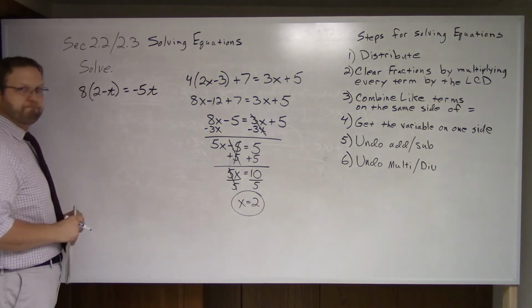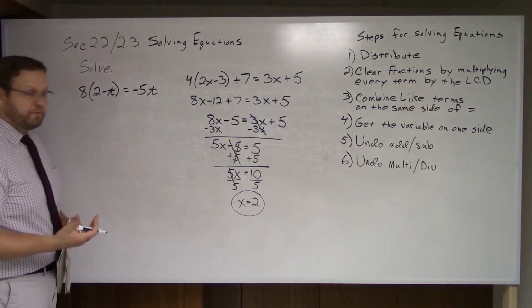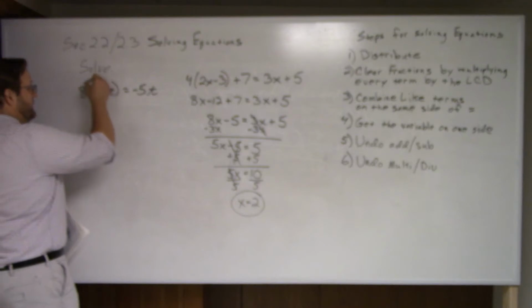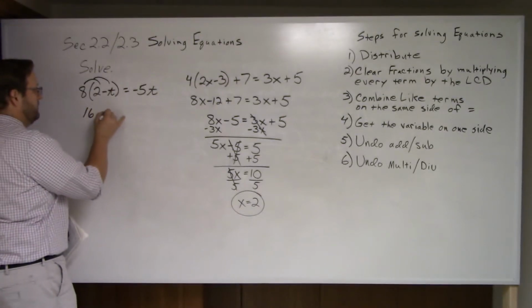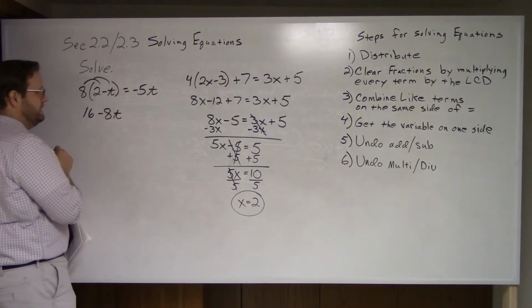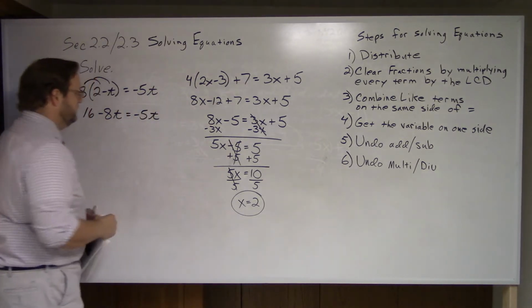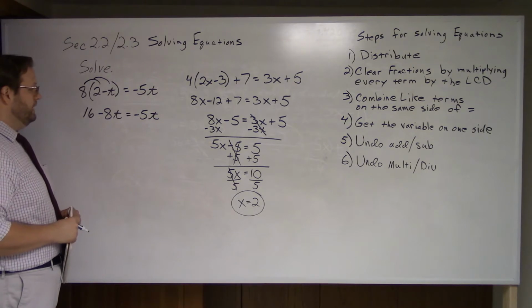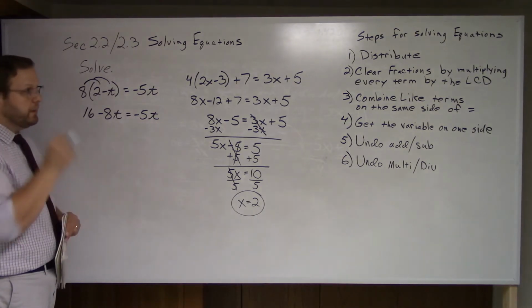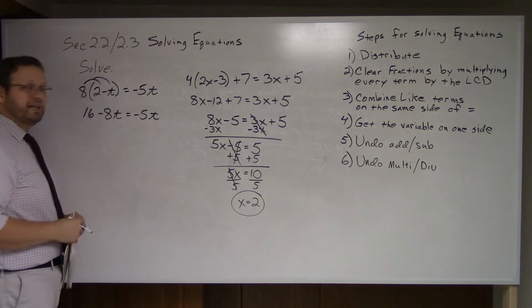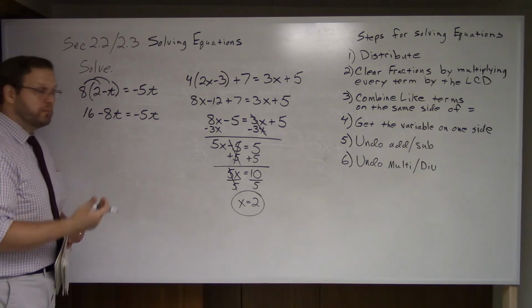How about this? Okay, so again, first thing, I'm going to distribute. So I take that 8, I get 16 minus 8t equals negative 5t. After that, there's no fractions to clear. There's no like terms that I can combine. So next I'm going to get the variable on one side.